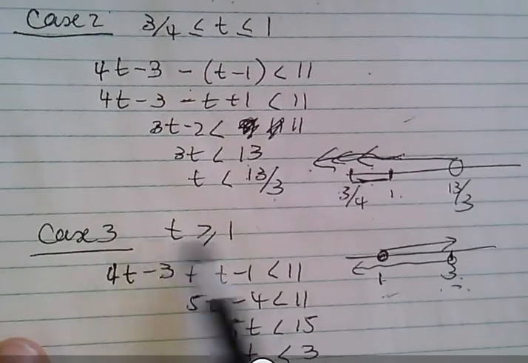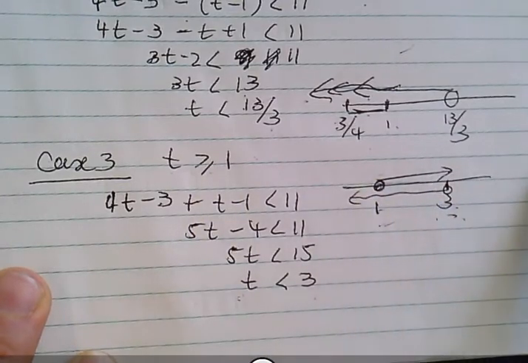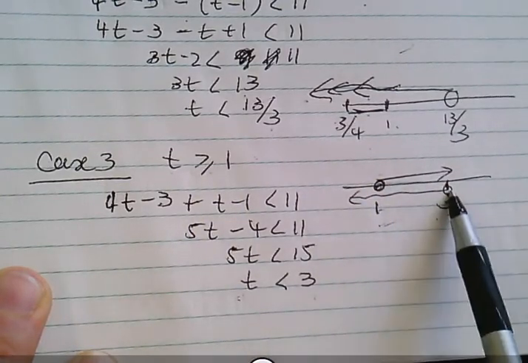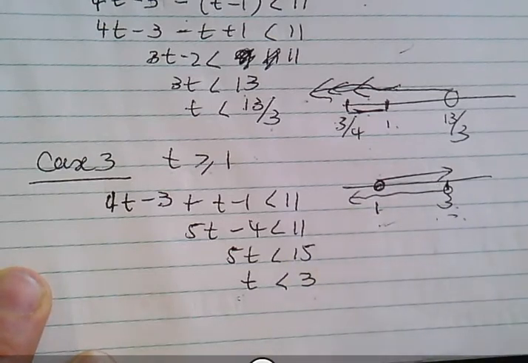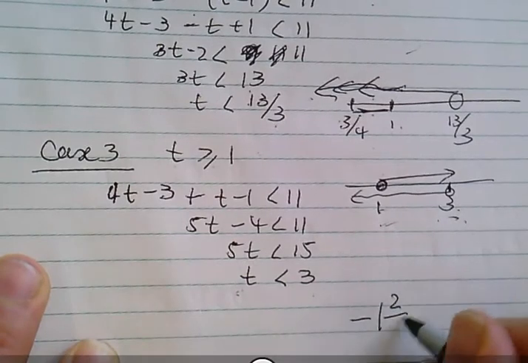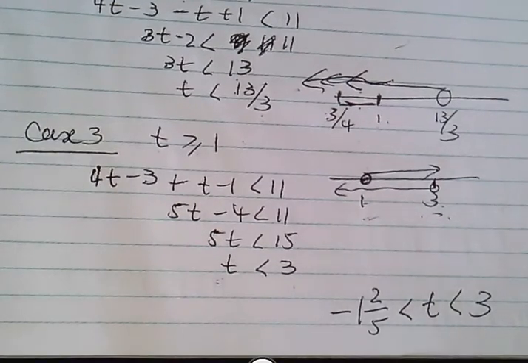And in my final case, I want values of t greater than or equal to 1. So I want anything like that. But my solution is t is less than 3. I do have an overlap between 1 and 3 of these two values. So therefore t lies between -1 and 2/5 and 3. No? Yes?